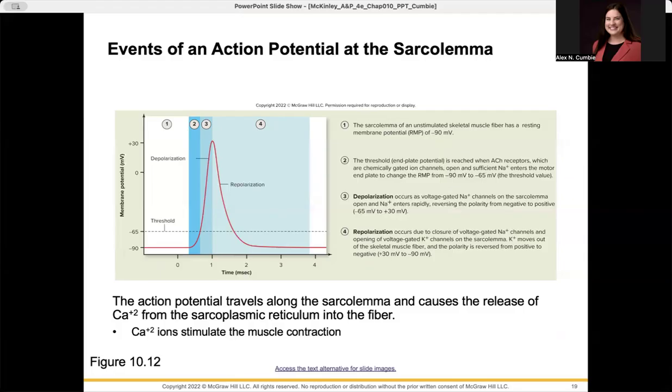So when the cell is not stimulated or doing anything, it is at this negative 90. And that's normal. The cell's just not doing anything. The cell needs to reach a certain threshold for it to be excited to start doing activity. And the threshold for our skeletal muscle fiber is negative 65. So it needs to become a little bit more positive from this resting membrane potential of negative 90.